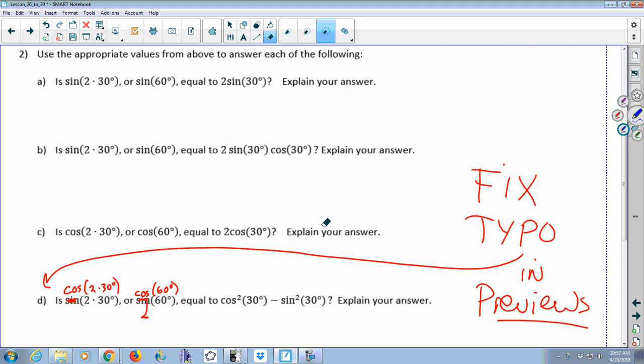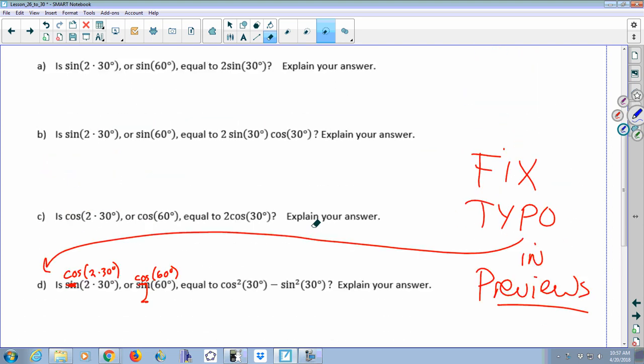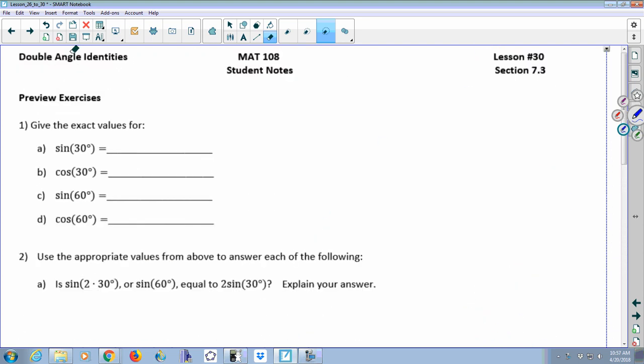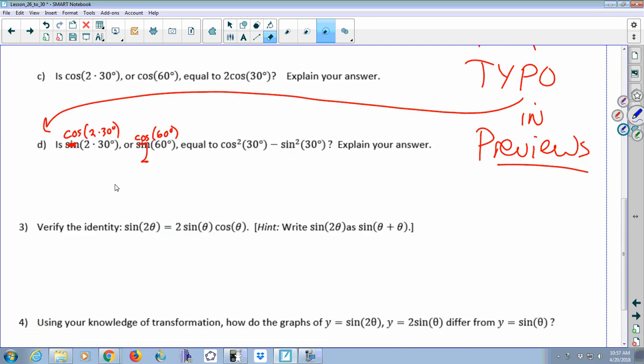Okay, so as you work through these, you got to see that when you double an angle, so if you take the sine of a double angle or the cosine of a double angle, it's not simply like multiplying the angle that you know by 2. So we have some more identities coming up today, and this is all referred to as the double angle identities, so it makes sense, I hope.